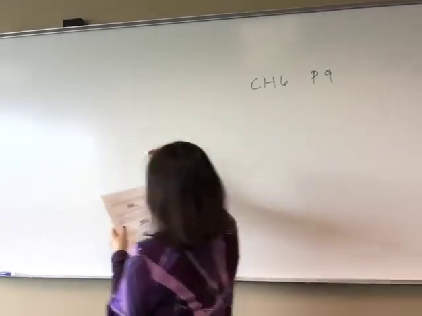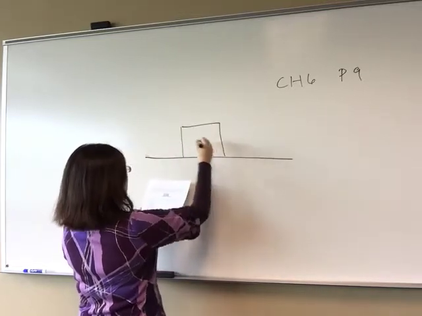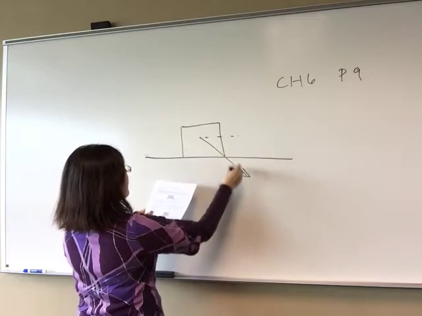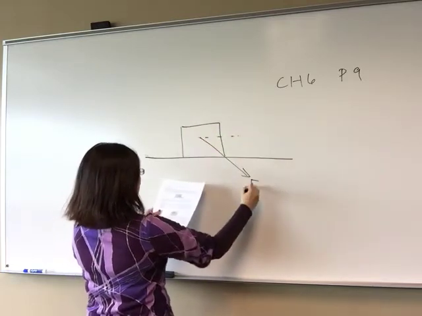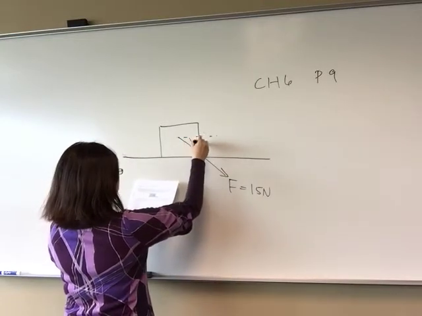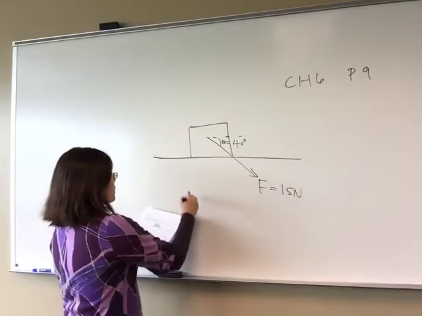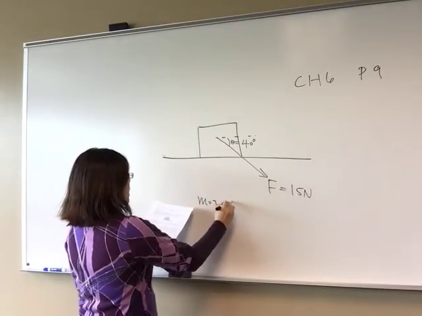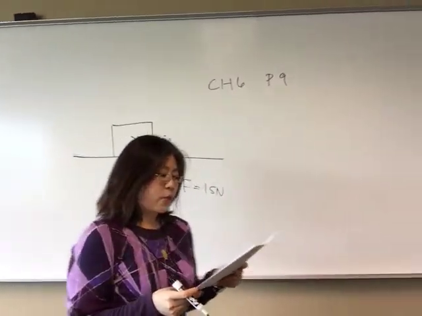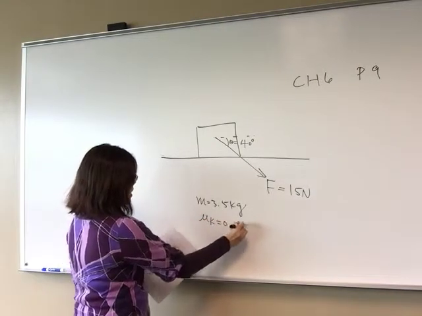So let's draw the diagram first. You have the floor and you have the block, and the force is applied. The diagram is drawn like that, and this is your F, which is 15 Newton, and the angle here is 40 degrees, and the mass of the block is 3.5 kilogram. The coefficient of kinetic friction between the block and the floor is 0.25, so our mu k is 0.25.